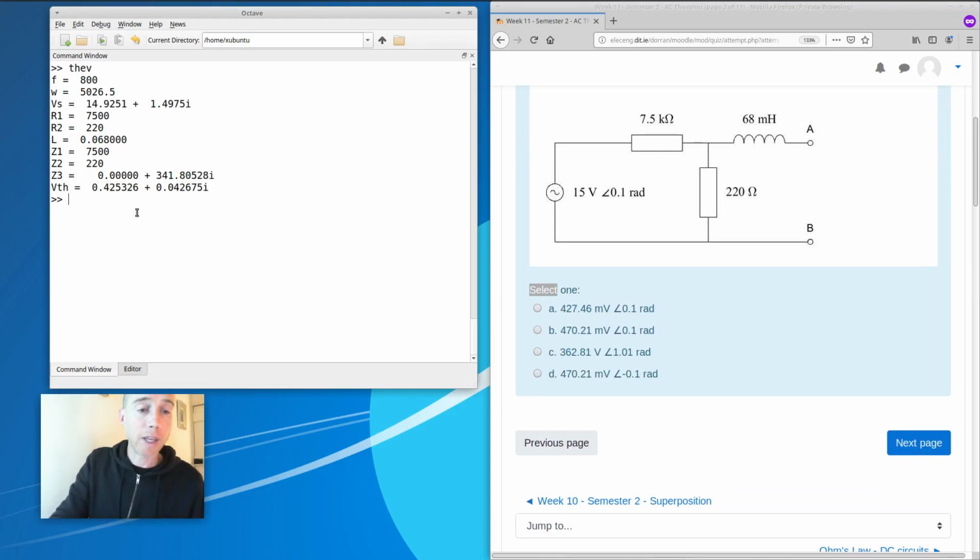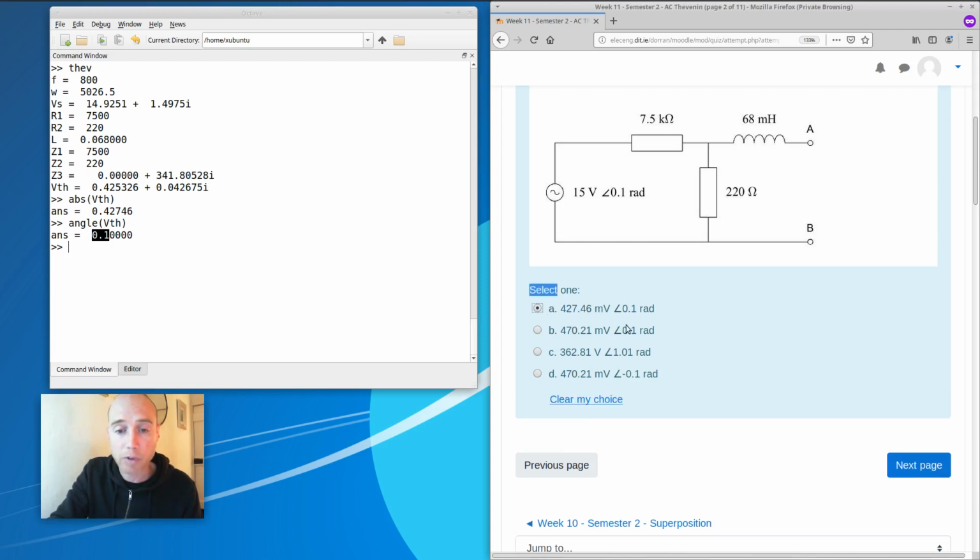We can access the magnitude and the phase of a complex number in Octave as follows. So I can write ABS, which is short for absolute value of a complex number, in this case VTH. That'll give us the magnitude of the number. And then to get the phase angle, there's a function called angle. So angle of a complex number, and we can see here the magnitude is 0.427 volts, that's 427 millivolts, and 0.1 radians is the phase angle. So if we look at our possible answers here, you can see this one here is a perfect match, the top one, so that's A. So that's the correct answer to the question, right?